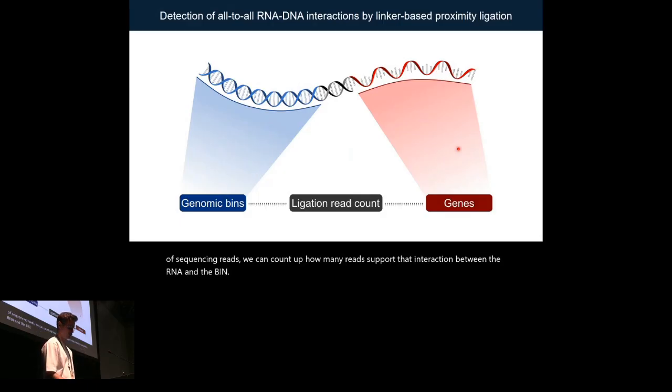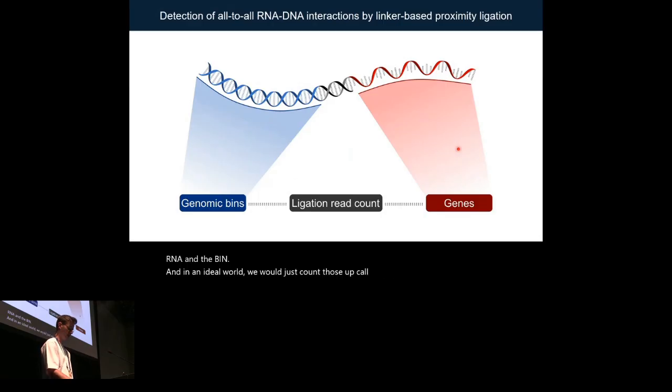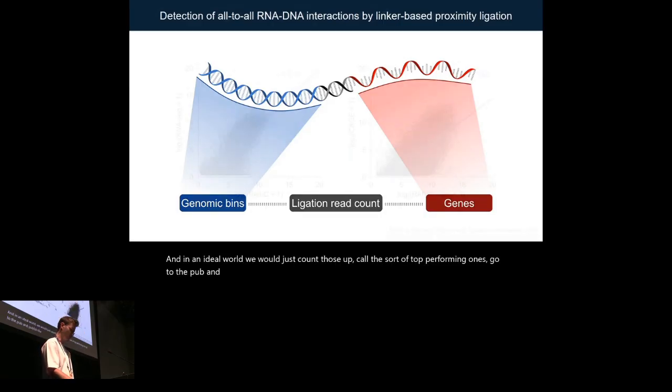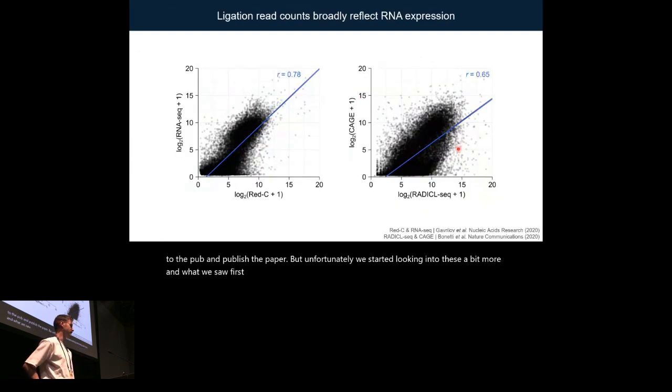And in an ideal world, we would just count those up, call the top performing ones, go to the pub and publish the paper. But unfortunately, we started looking into these a bit more, and what we saw first is that these ligation read counts correlate really strongly with the abundance of the RNA, and that's pretty expected, right?